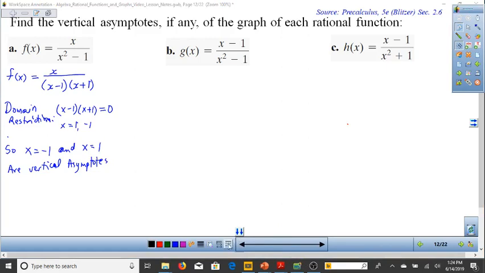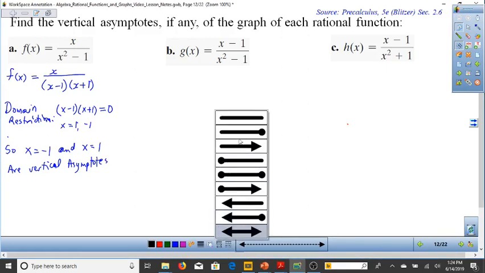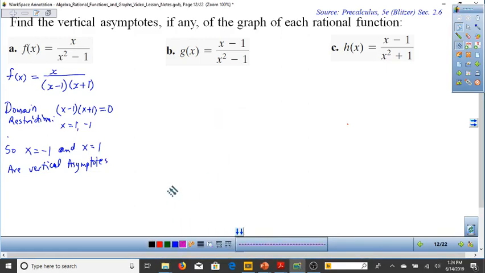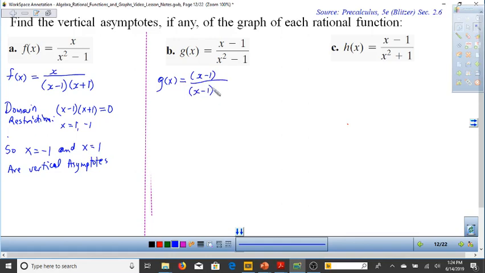Now let's take a look at the next example here. In the next example, we have the same denominator. However, the numerator now is not x. The numerator is x minus 1. So I'm going to go through the process again. G of x is equal to, and I'm going to factor the numerator and the denominator. The numerator can't be factored, so I leave it as that. And I see that the domain restriction is the same.